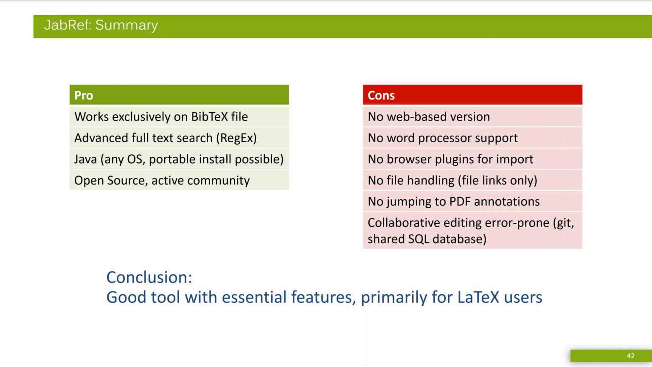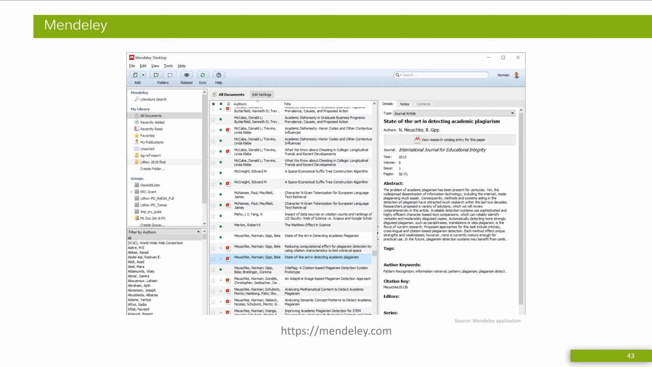In summary, JabRef is a good tool to make interacting with BibTeX files easier. It has all the essential features you need, like completing, easier editing, and so on. It's definitely primarily intended for LaTeX users, not really suitable if you rather work with a graphical word processor like Microsoft Word or LibreOffice. The next tool I'm going to present is much more suited for this latter use case that I just mentioned, namely Microsoft Word or LibreOffice users.